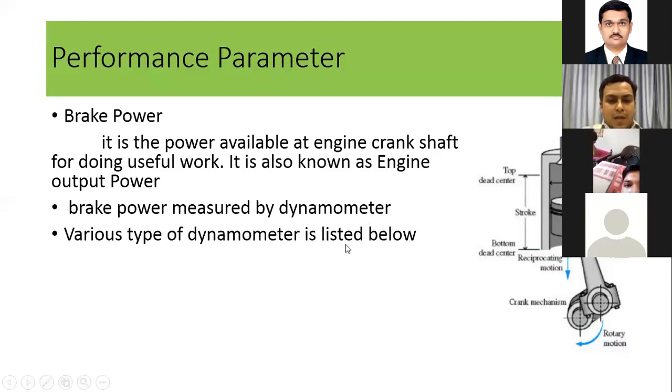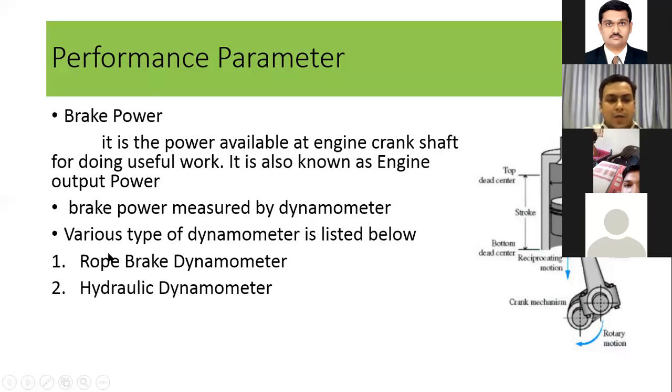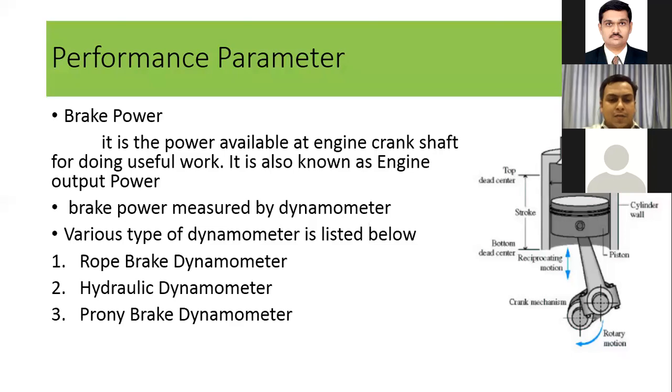Various types of dynamometers are listed below, like rope brake dynamometers, hydraulic dynamometers, Prony brake dynamometers, and eddy current dynamometers. These are the different types of dynamometers used for measurement of brake power.